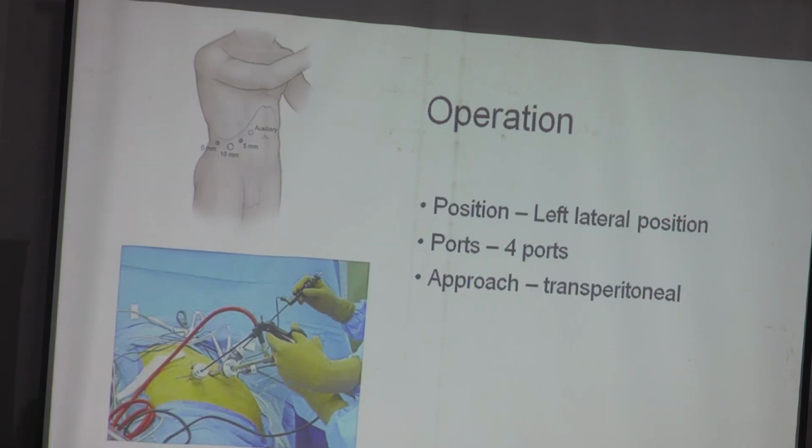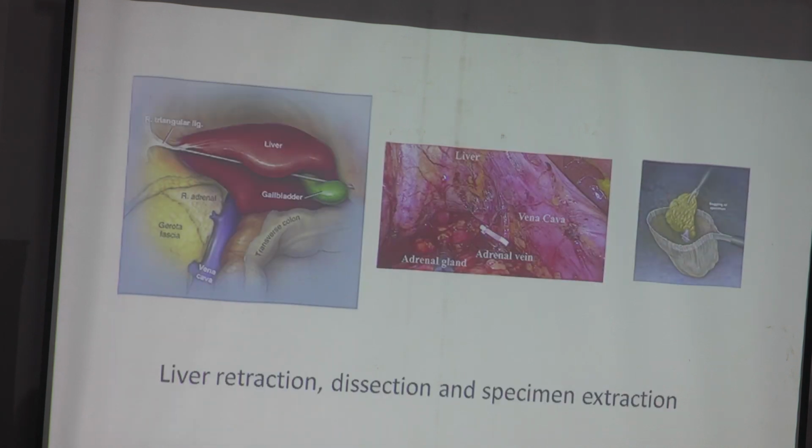The operation was done laparoscopically. In the left lateral position, 4 ports were introduced. The approach was transabdominal. Now liver retraction was done. The dissection part was similar to the open procedure, and specimen extraction was done.